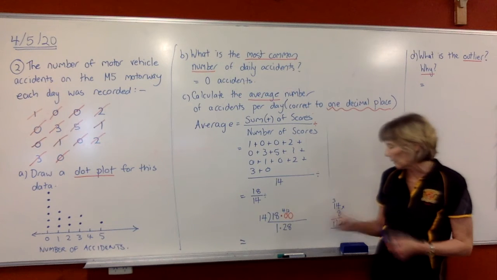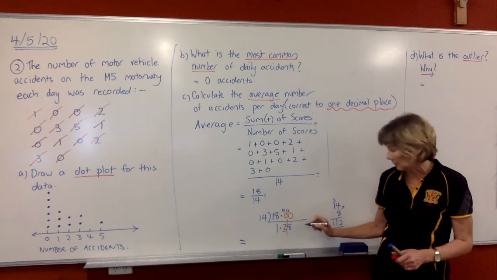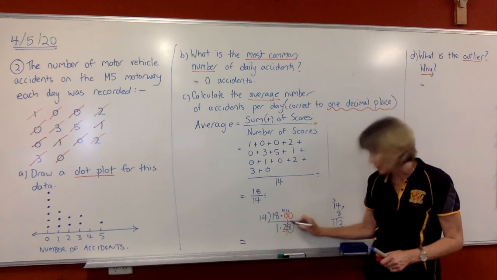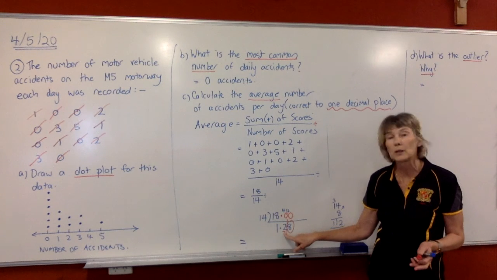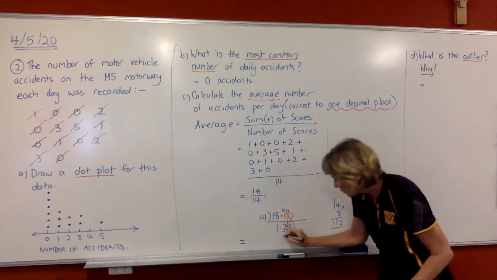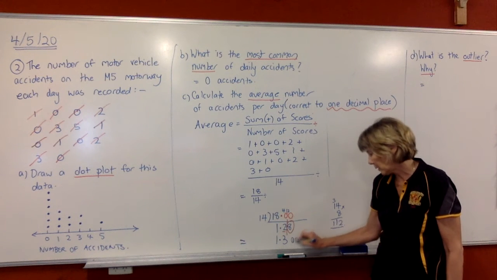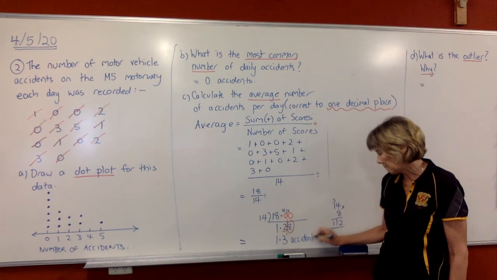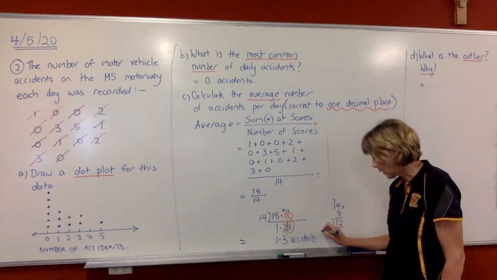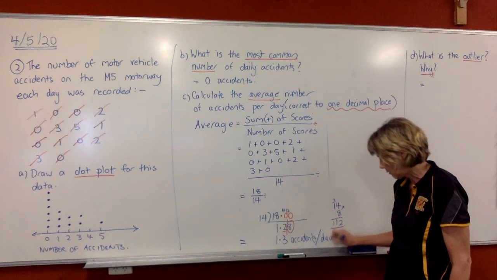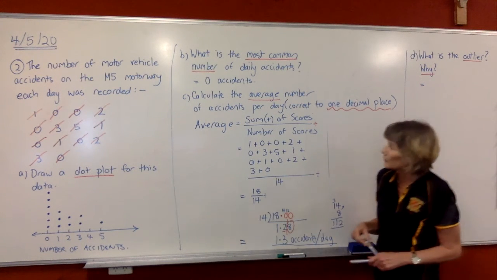Now we're going to do our rounding. So we're rounding to one decimal place, so we're going to draw our line after the one decimal place. Look at the next digit. Because that is 5 or more, this one goes up by 1. So this will go up to a 3. Copy everything in front, and there's your answer: 1.3 accidents per day. When we write per, you can write the word, or you can do a slash. 1.3 accidents per day on average on the M5.